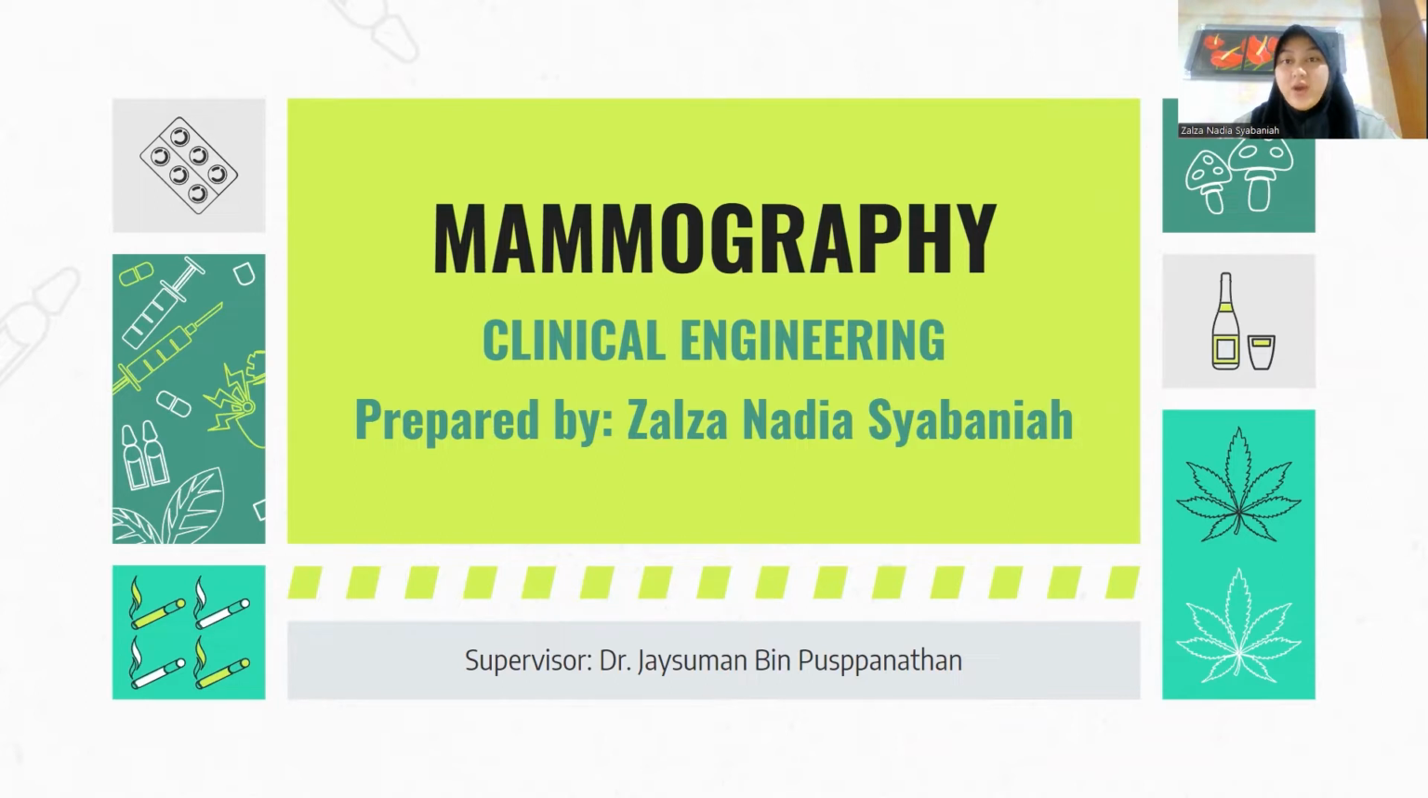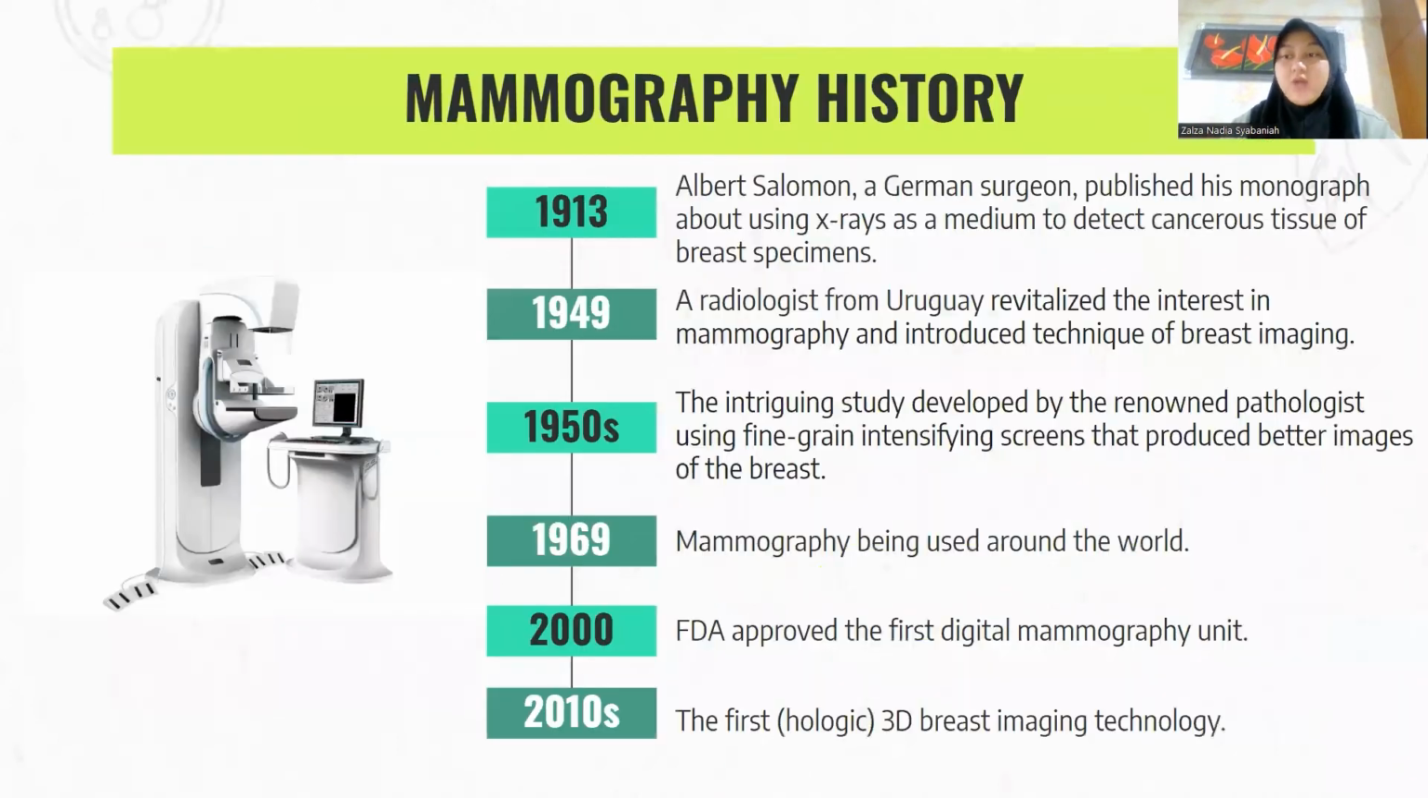So in this video, I will present about mammography that's supervised by Dr. J. Suman. So I will start with mammography history. It starts in 1913 when Albert Salomon, a German surgeon, published his monograph about using X-rays as a medium to detect cancerous tissue of breast specimens. And then in 1949, a radiologist from Uruguay revitalized the interest in mammography and introduced a technique of breast imaging.